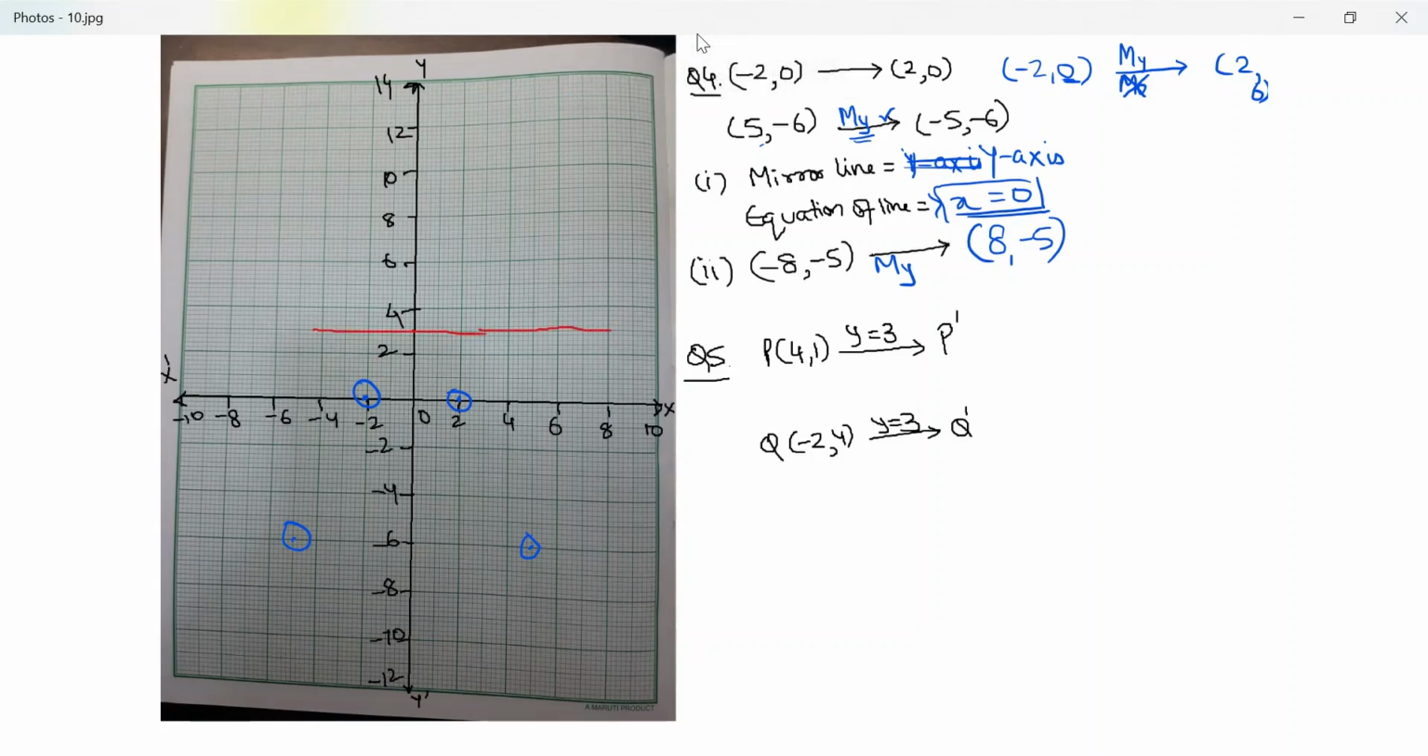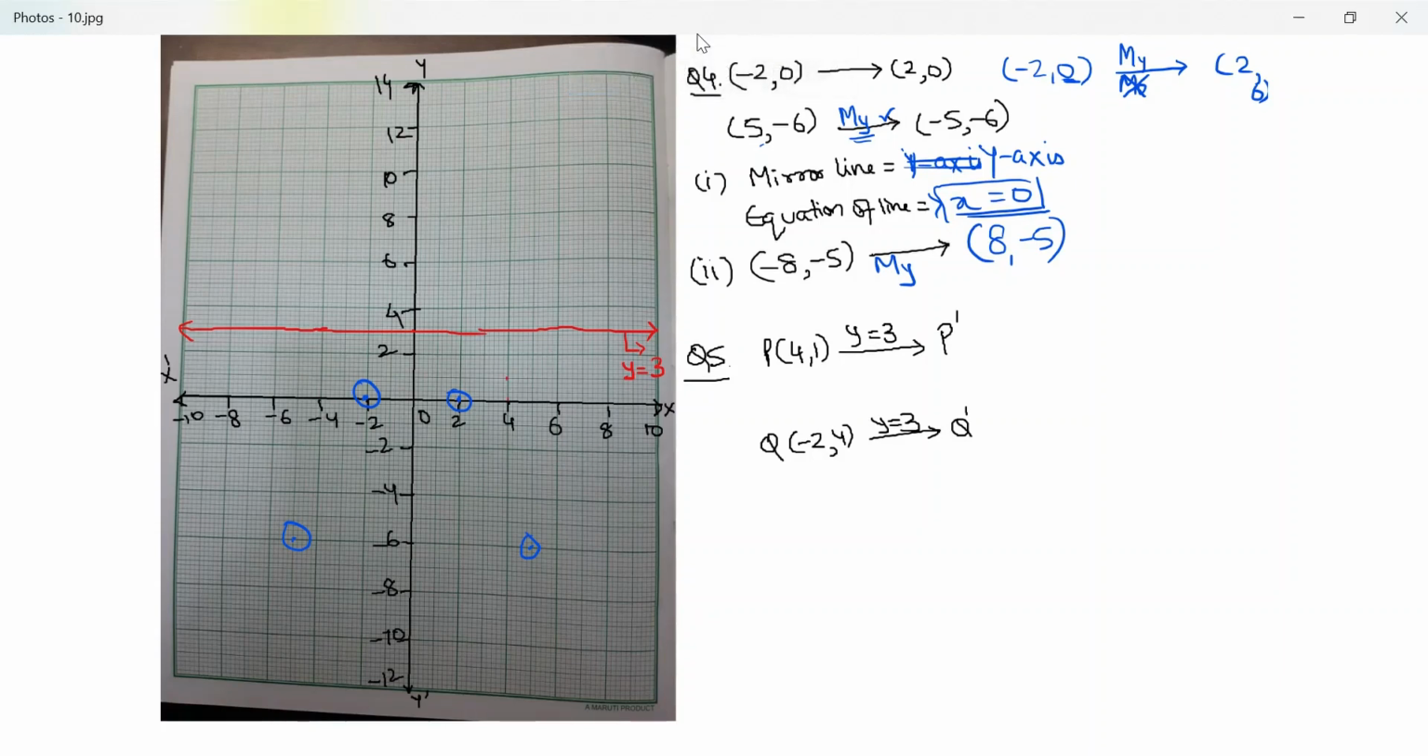So this is another type of question in this chapter, where you're not reflecting in the x axis, y axis, or origin, but on a specific line. So this line for me is y is equal to 3, and I'm reflecting something on this line. Perfect. So the point 4, 1, where is 4, 1?